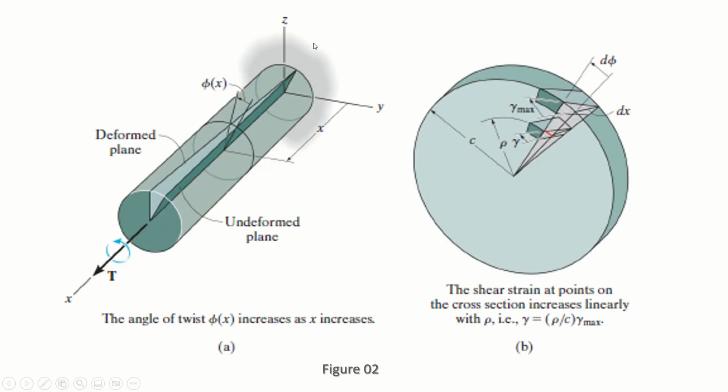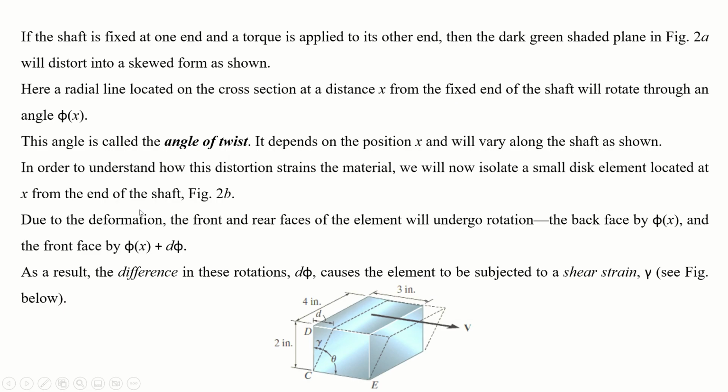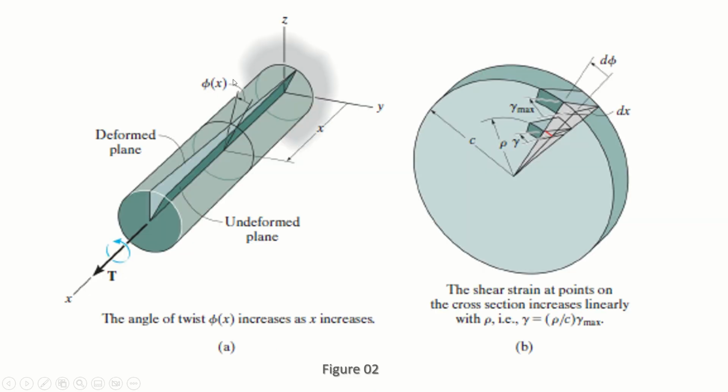Here the shaft has been fixed from this side, where the axes are x, y and z. This is the x-axis, y-axis and z-axis. This side has been fixed and torque is applied to this free end. As shown in figure 2a, I have already shown you, it will distort into a skewed form as shown, right? Why is it a skew form? Because here the angle of twist will be 0 where it is fixed, right? And as we move away from this fixed support, the angle of twist will increase.